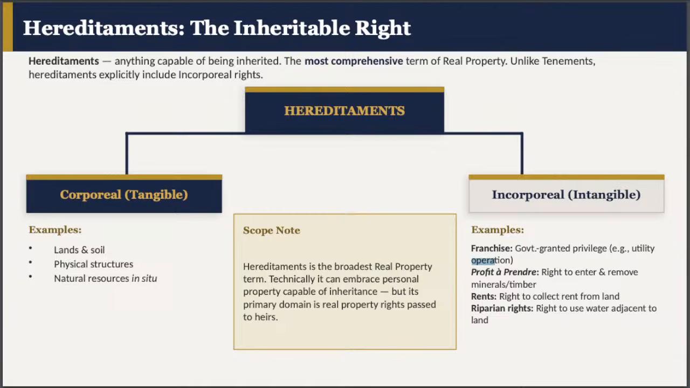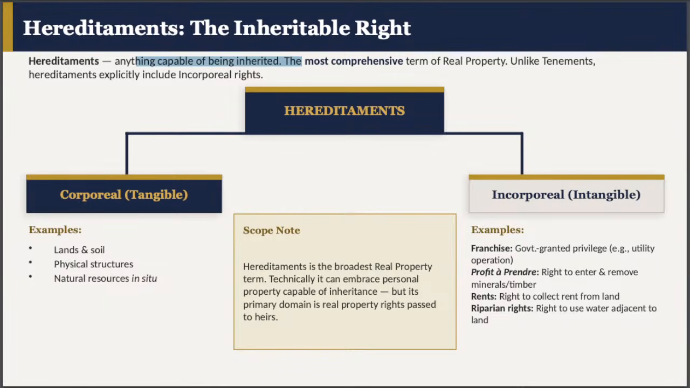Example given here is utility operation, the profit à prendre, the right to enter and remove minerals or timber. Then there's rents, the right to collect rent from land, and the riparian rights, the right to use the water adjacent to the land. So all these rights here, you don't have rights to the water. You have rights to use that water because you can't own the water, I guess. But the whole point is that the hereditaments come with both of these.